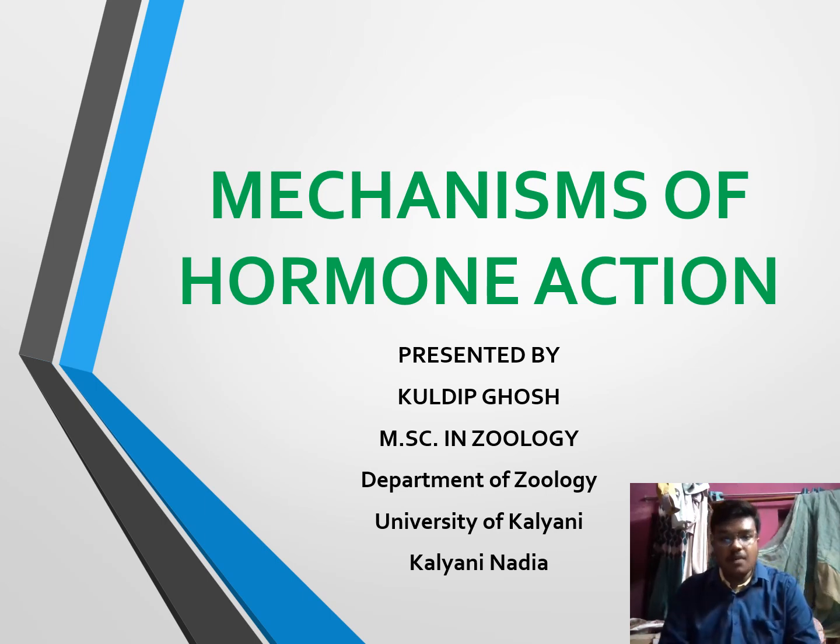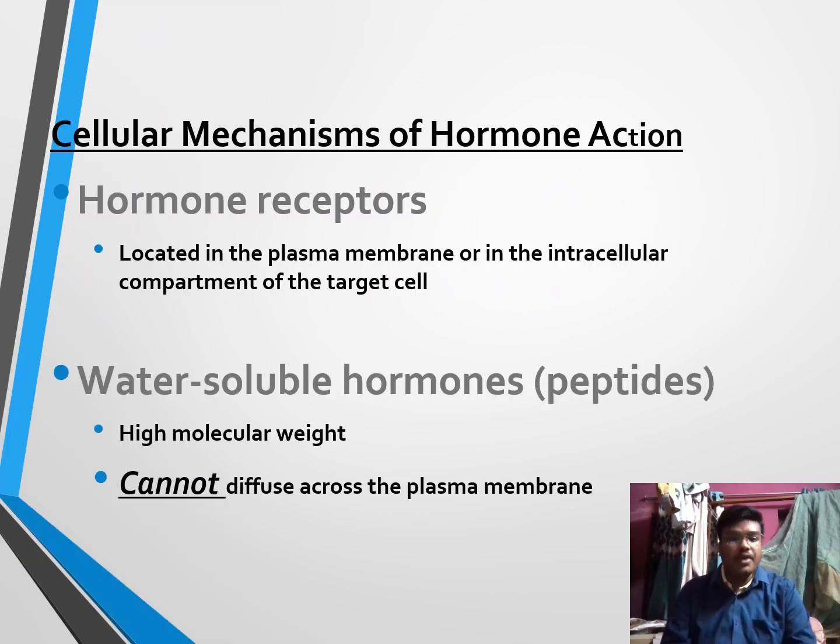I discuss the mechanism of hormone action today. What is a hormone? A hormone is a biochemical substance that is secreted by endocrine glands in our body and transported directly through the bloodstream to act on distant tissue or target tissue. Next, coming to the cellular mechanism of hormone action.